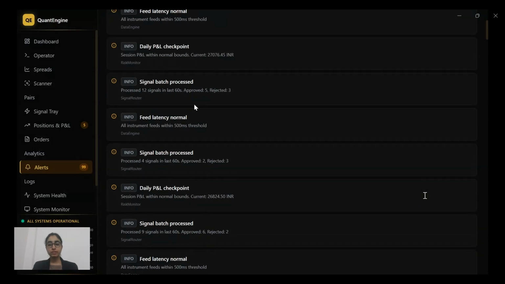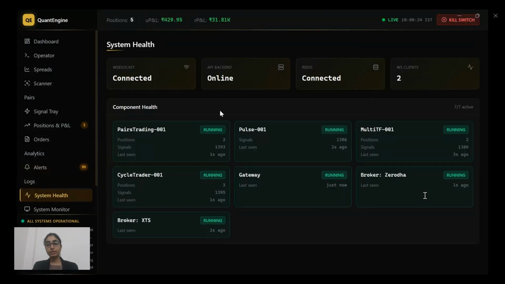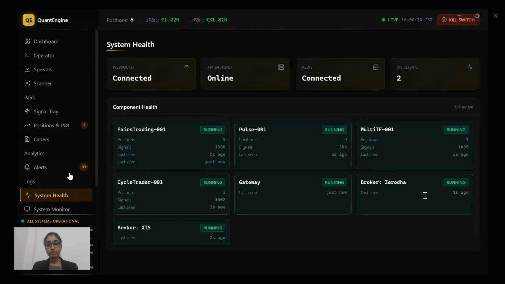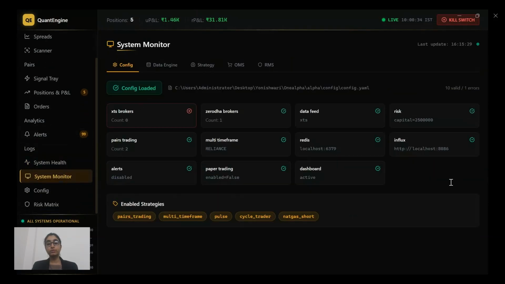And coming to the system health in the next tab, see, we all know that a system health is only as good as the moment you need it the most. So, this system health watches the heartbeat, your data feeds, your connections, your strategies every second of the trading day. And also the system monitor. This is under the hood in real time. CPU, memory, network latency, it watches everything, and the infrastructure that keeps your strategies alive.